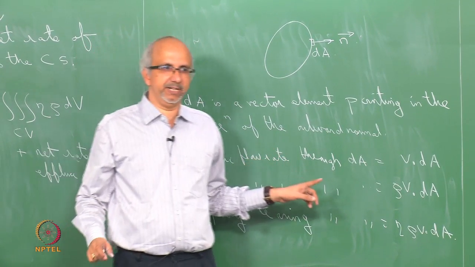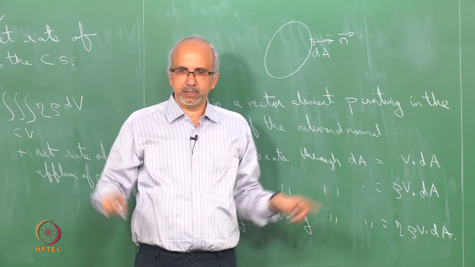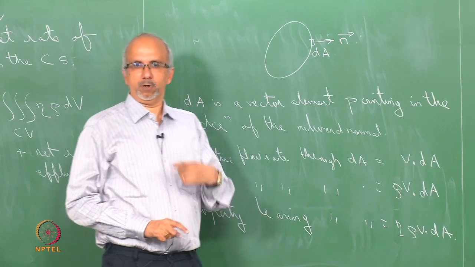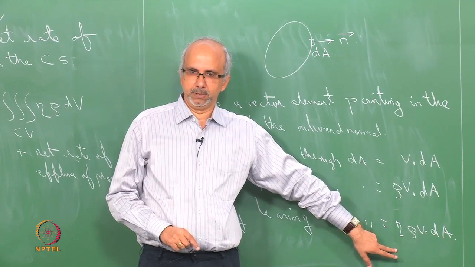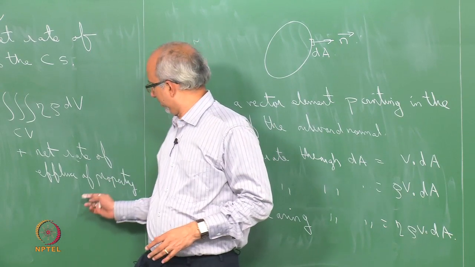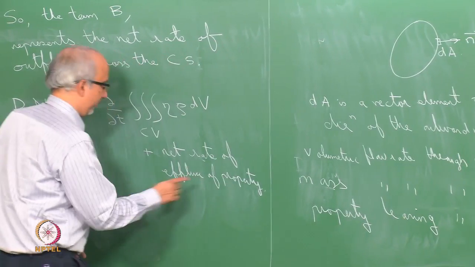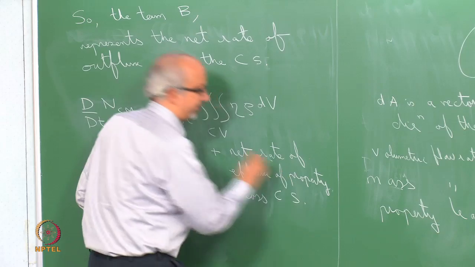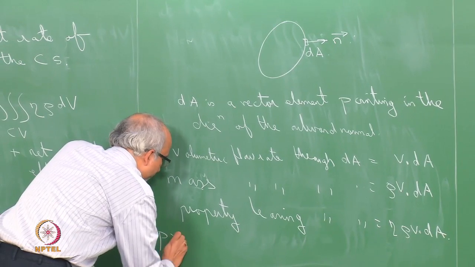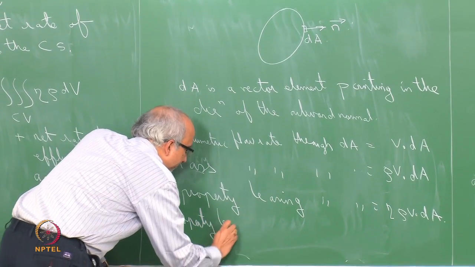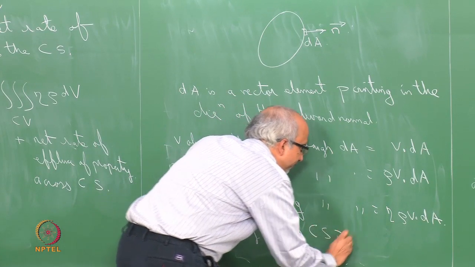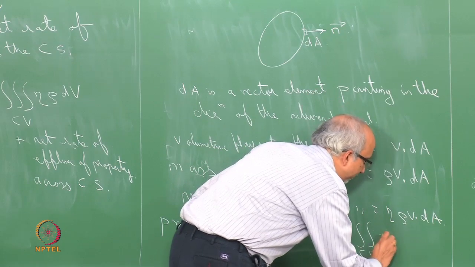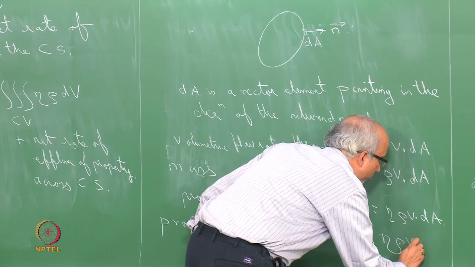And remember what we are interested in is the property leaving across the entire control surface. So in order to find the property leaving across the entire control surface, I need to take the surface integral of this term, and that will tell me what I really am interested in, which is the rate of efflux of the property across the control surface. Remember this is a rate, so I need to do the surface integral, and there are two integral signs, of eta rho v dot dA.